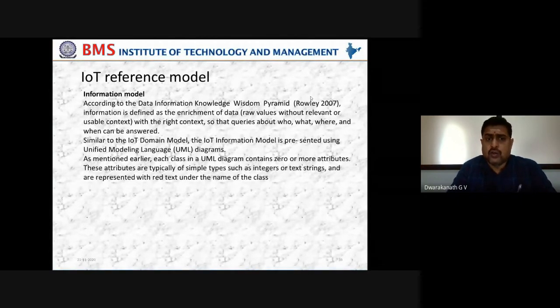Similar to the IoT domain model, the IoT information model is presented using the Unified Modeling Language, UML diagrams. So you can even build the IoT information model with UML diagrams. As mentioned earlier, each class in the UML diagram contains zero or more attributes. These attributes are typically of simple types such as integers or text strings, and are represented with red text under the name of the class.